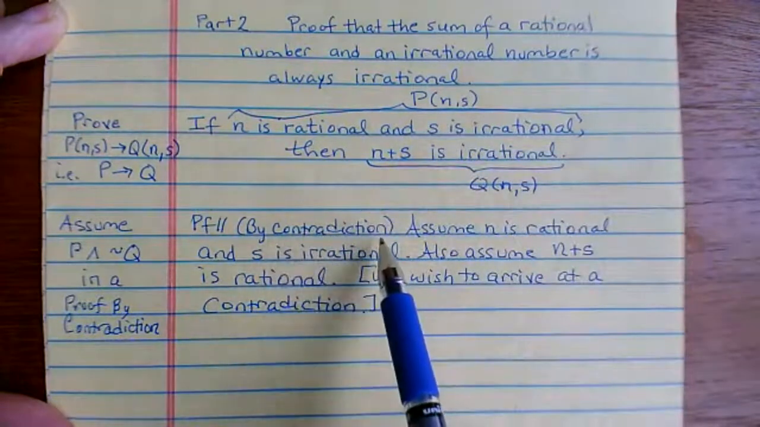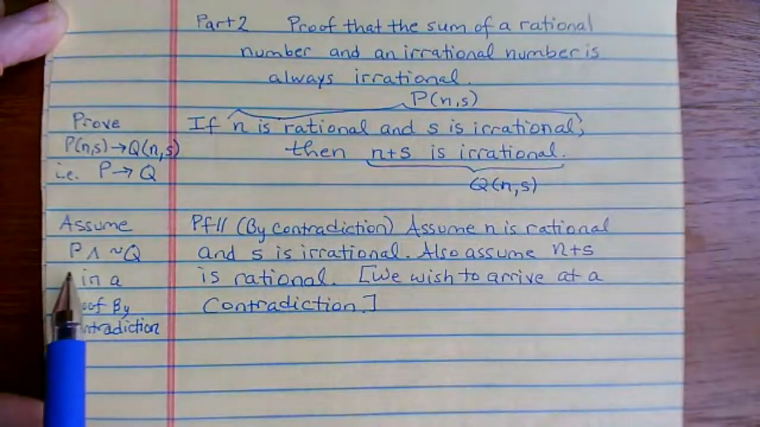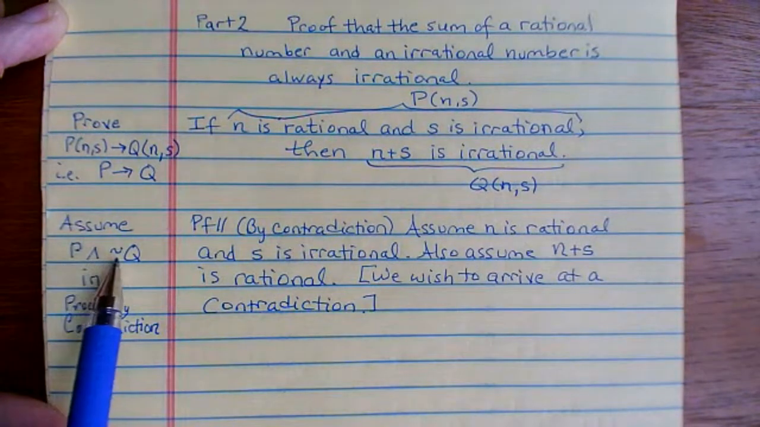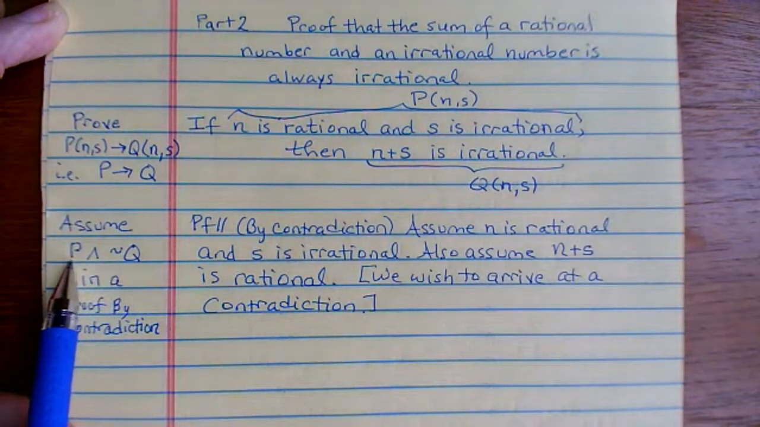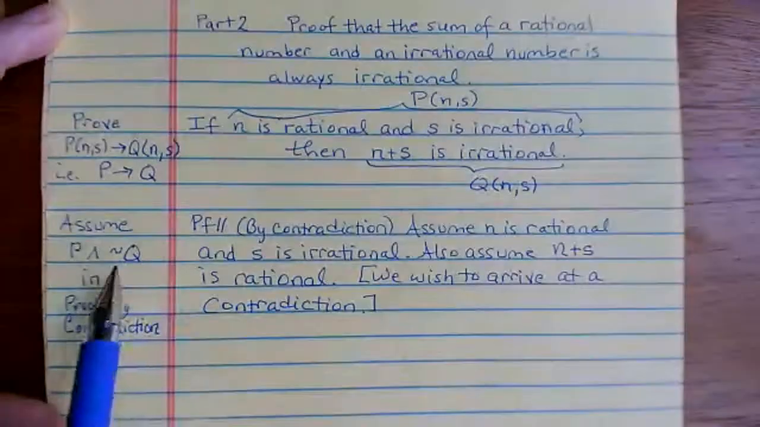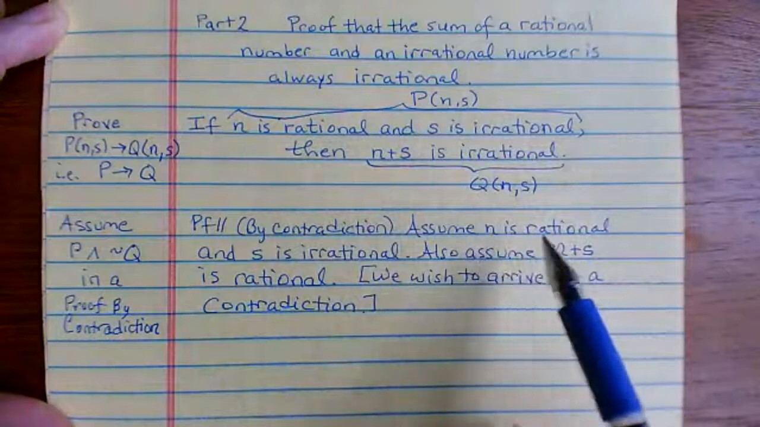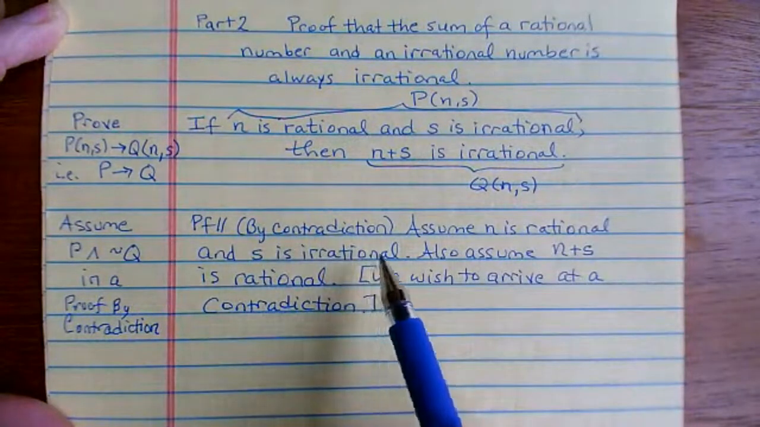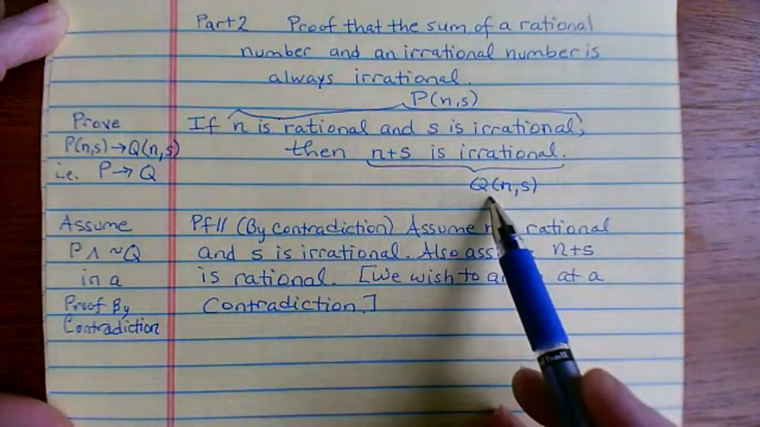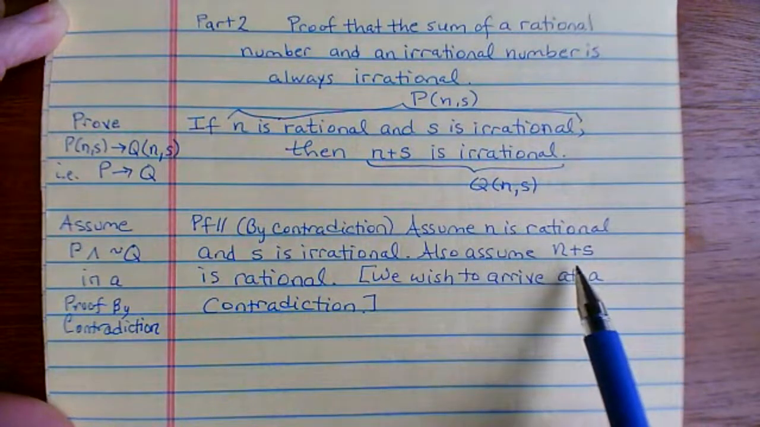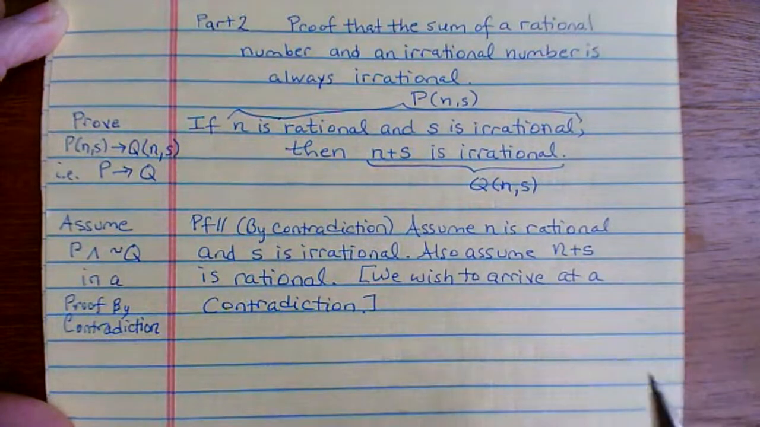And in a proof by contradiction, we assume that P implies Q is false, and that is logically equivalent to assuming that P and not Q. In other words, P is true and Q is not true. So we assume P, which is: assume N is rational and S is irrational, and we also assume not Q. So we also assume N plus S is rational, and we wish to arrive at a contradiction.